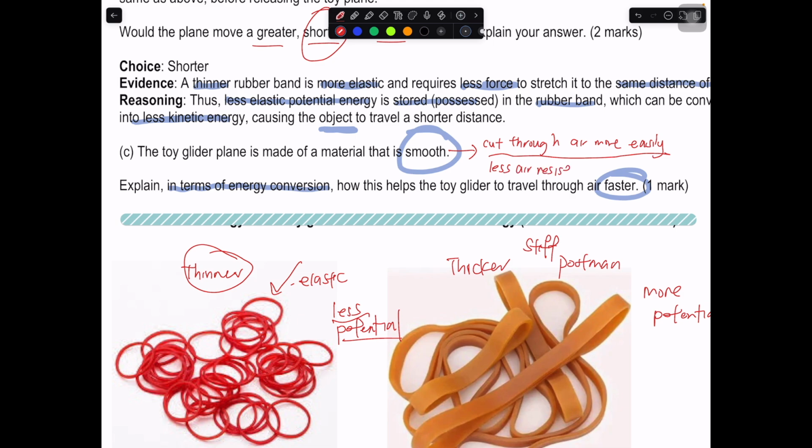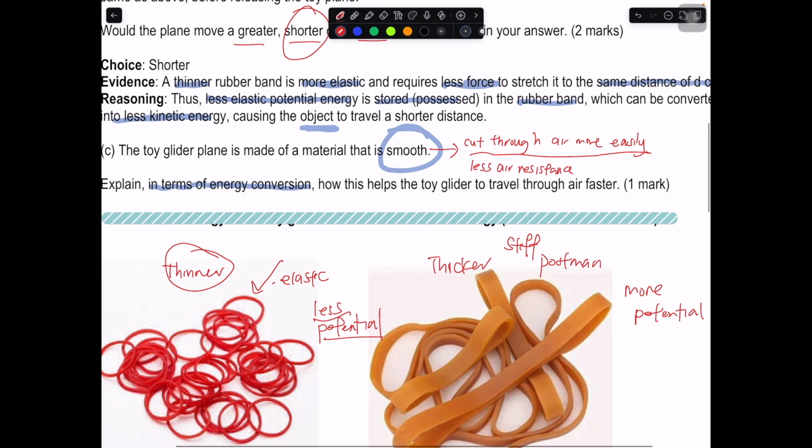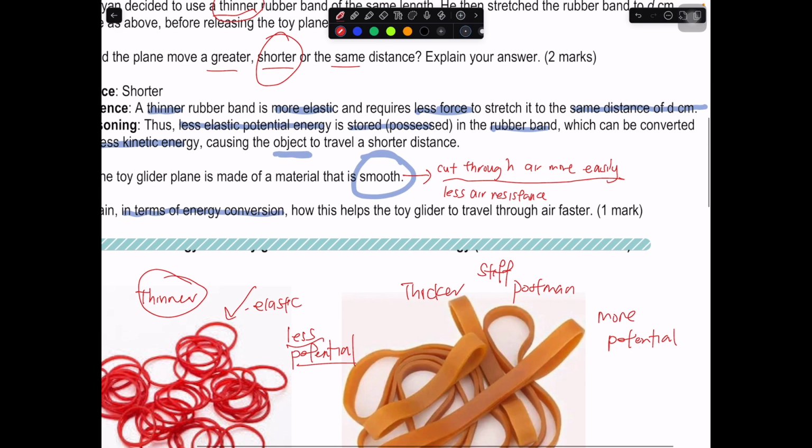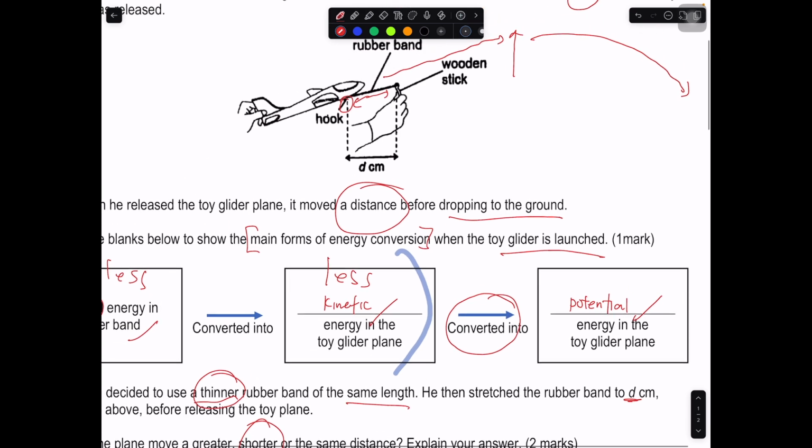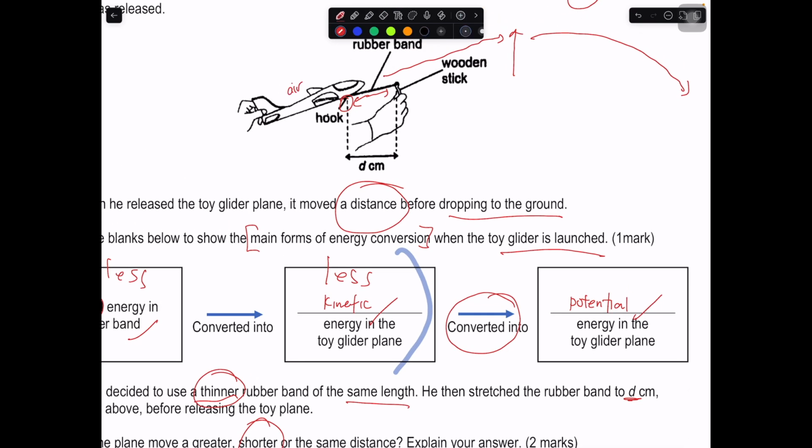The idea of air resistance is actually a concept related to force. So in this case, when the airplane has less air resistance, which in this case is actually friction between the air and the body of the plane. When the plane is moving in this direction, air resistance is acting in this direction. But with smoother material, because it's smoother, it has less of this air resistance opposing the motion of the airplane.